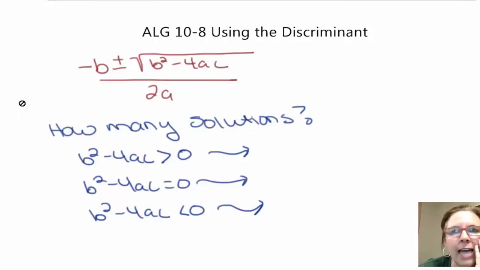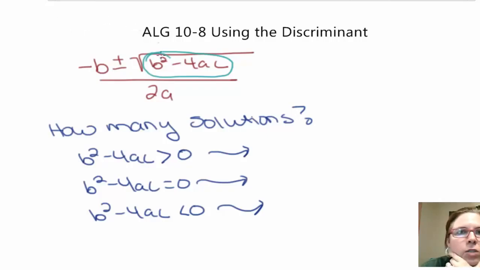Okay, today we're going to do 10-8, using the discriminant. Okay, so the discriminant is this part, it's this part under the radical or under the square root. So that's the only part you need for this section. And what this is going to tell us is how many solutions.